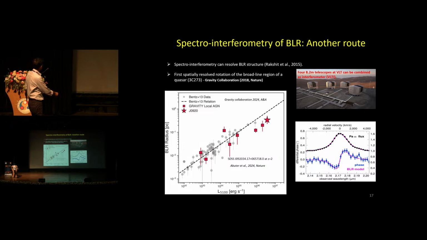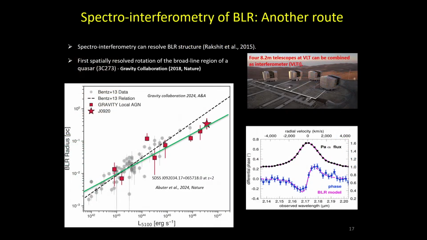Here is the BLR radius as a function of luminosity, and all these GRAVITY observations are reported here, including objects at redshift z equal to 2, like J0920. Here we see a systematic deviation again, like what I reported in reverberation mapping, and if we plot our reverberation mapping observations on this interferometry plot, we see that they clearly follow the line here.